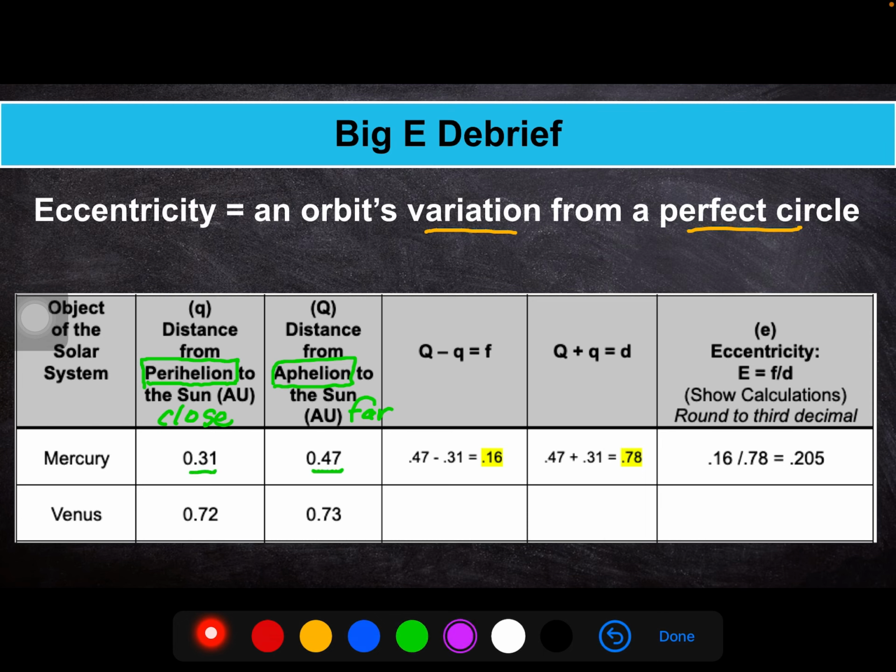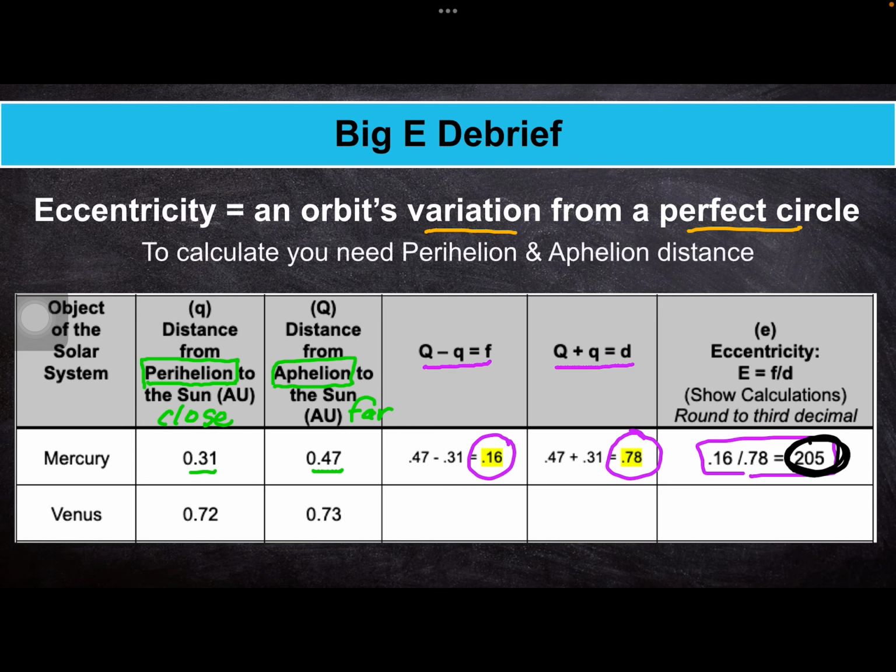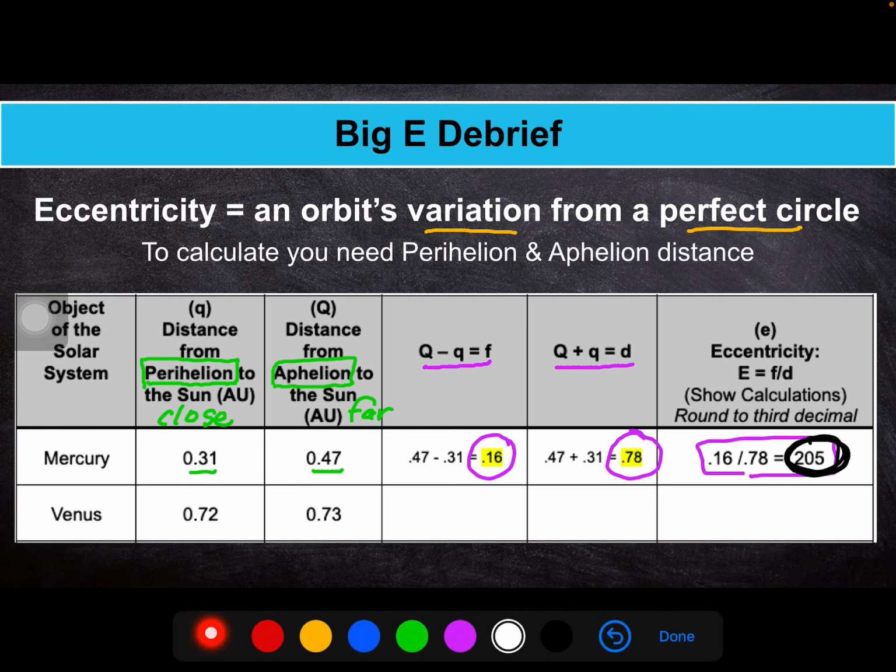And from there, we did a couple formula plugins. So those 2 values got subtracted, perihelion and aphelion. Those 2 values got added together. And then the result of those 2 were divided out to give us our eccentricity over here. So all we need to calculate eccentricity would be these 2 values, and of course our formulas.